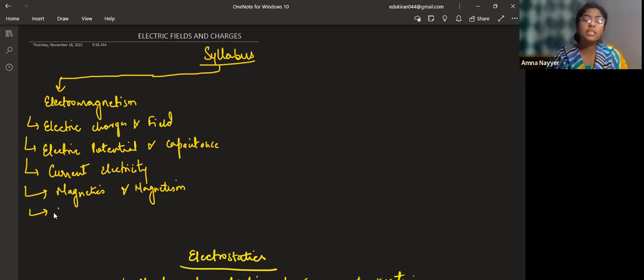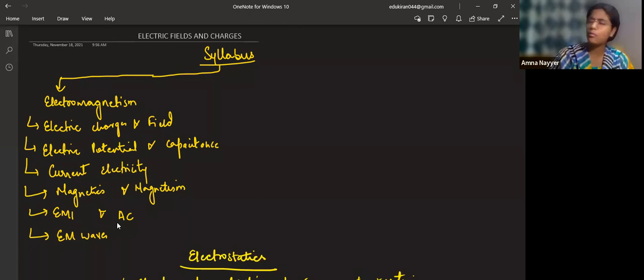Then you have EMI, electromagnetic induction, and AC, alternating current. They are also included in this. And lastly, under electromagnetism, you have EM waves. So magnetics and magnetism are separate lessons, and EMI and AC are also separate lessons.